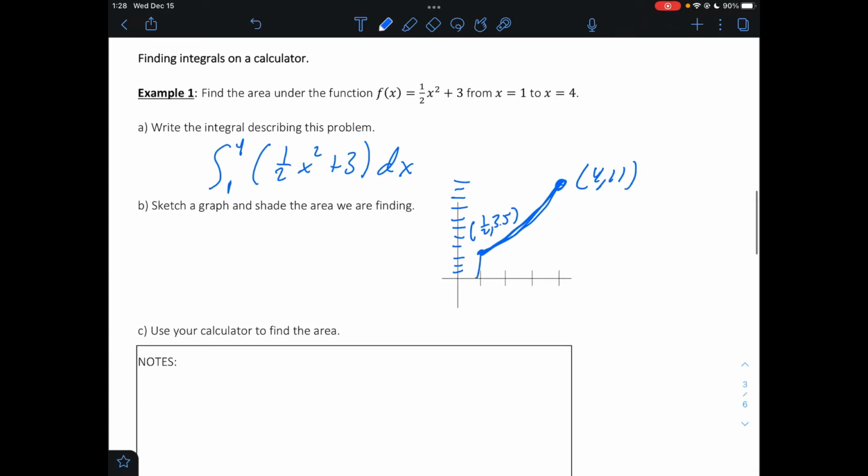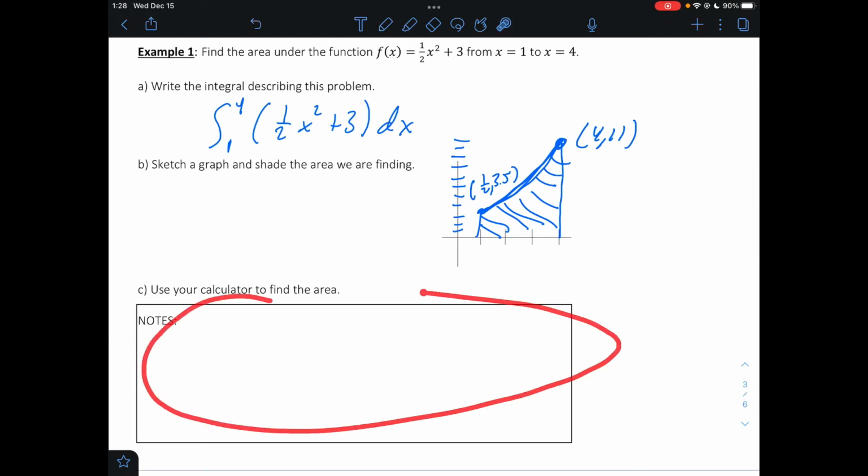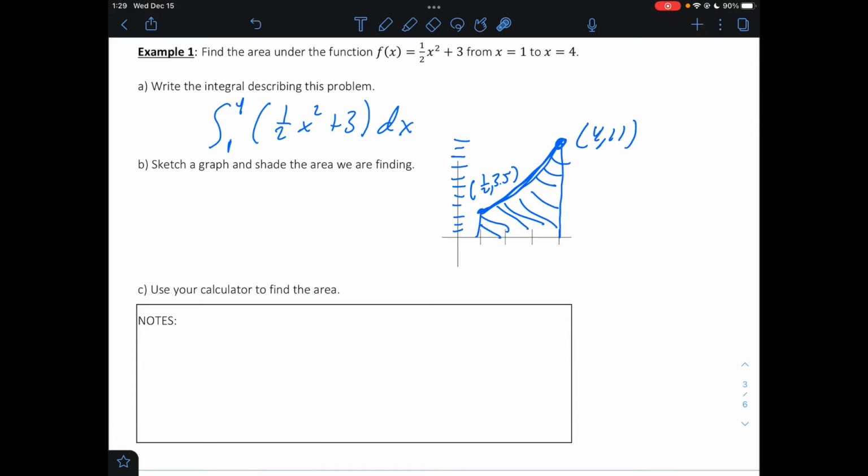So we are trying to find the area shaded right there. It's not any shape that we know from geometry. It's not a square, it's not a circle, it's not a triangle. It's close to a trapezoid, so we could estimate it using the area of a trapezoid, but it's not perfect. But a calculator can do this for us. So in this area here, feel free to write down whatever you feel is necessary. What we're going to do is go to our calculator.